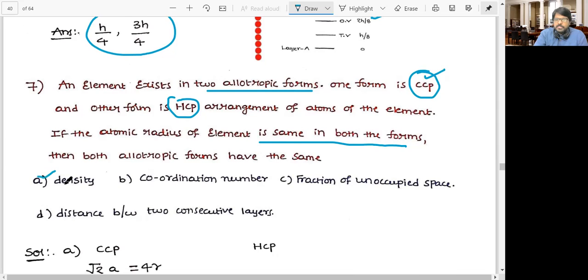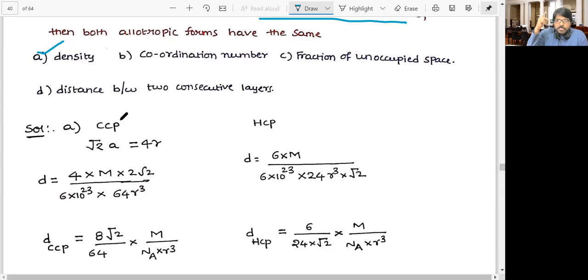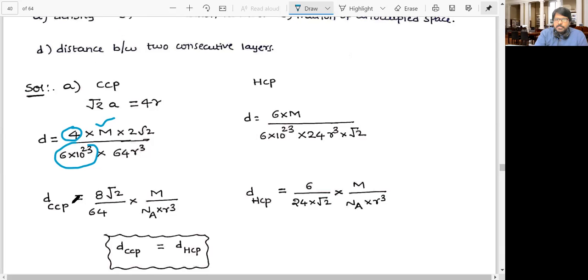First, let us find the density. Don't you know how to find the density? No issue. First, CCP, FCC: particles are in contact along the face diagonal. Root 2 a is equal to 4r, and a is equal to 4r by root 2. A cube is equal to 4r by root 2 whole cube. So density is equal to Z effective of CCP, which is 4, times molar mass M, divided by Avogadro number and volume, where volume is a cube equal to 4r by root 2 whole cube. If you simplify, density of CCP you will get like this.